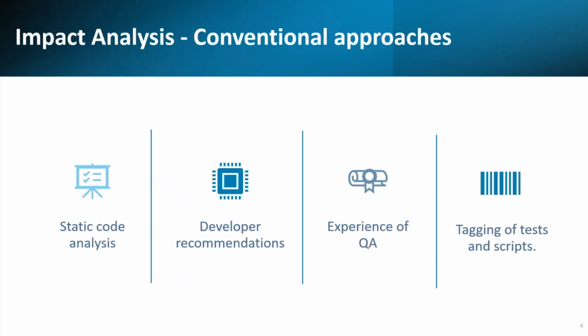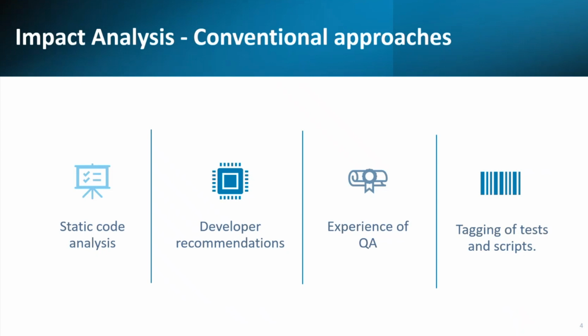So some of the conventional approaches to test impact analysis are static code analysis, where developers give recommendations, depending on the changes that happened in an application, about the most probable areas that have been impacted. Then developer recommendations: in many cases, the developer also gives recommendations about the changes and the associated test cases to execute to validate those changes. Experience of QA is the most common approach because QAs have a vast knowledge of the product they are testing. So basically they can figure out which tests need to be executed for which kind of changes. And in many cases, even the tests and the automated scripts are tagged or annotated so that, depending on the changes, a specific set of test cases can be filtered and executed.